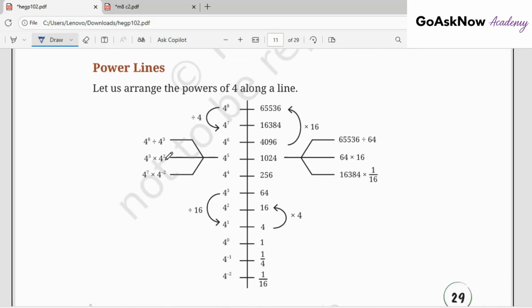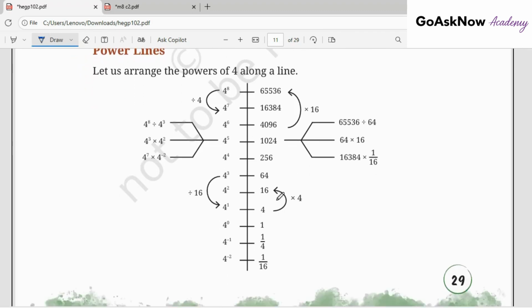Next, power line. Let us arrange the powers along a line. Here 4 power minus 2 is equal to 1 divided by 4 square, which is 1 by 16. 4 power minus 1 is equal to 1 by 4. 4 power 0 is equal to 1. 4 power 1 is equal to 4. 4 power 2 is equal to 16. 4 power 3 is equal to 64.